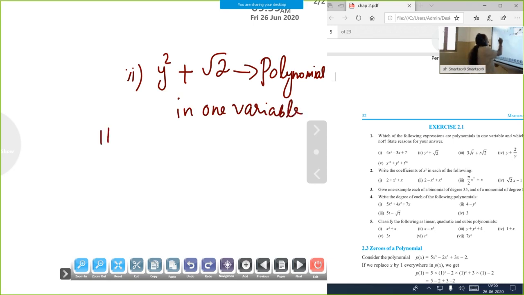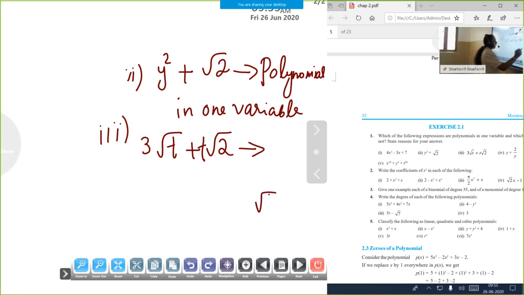Then the third expression: 3 root t plus t root 2. Is it a polynomial or not? Here the variable is t, and the power of t is root t. You know what root t is? In our first chapter we studied how to write root t in exponential form. Root t is equal to t raised to half. Here the number is 1 by 2, and 1 by 2 is not a whole number.